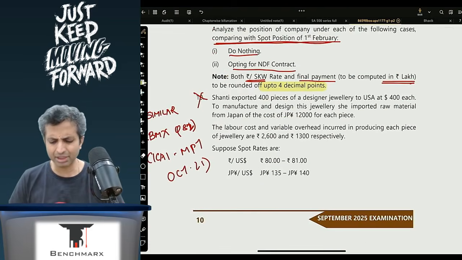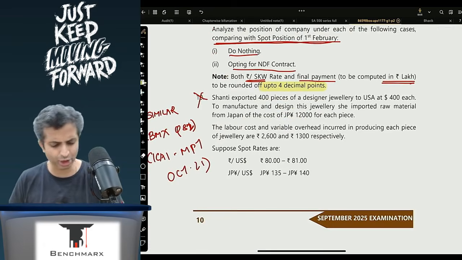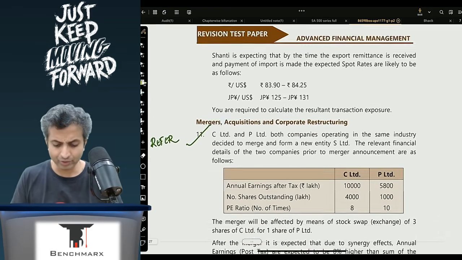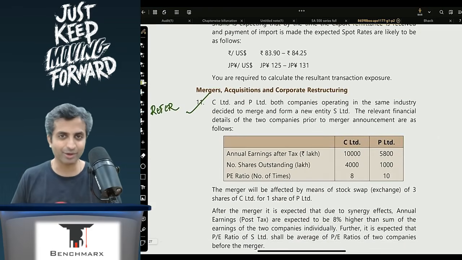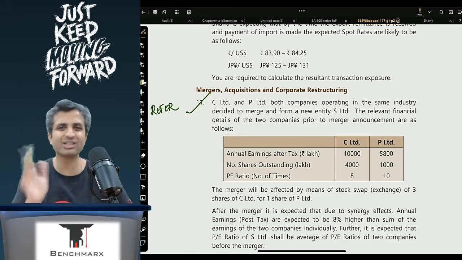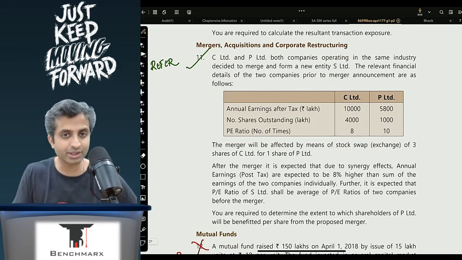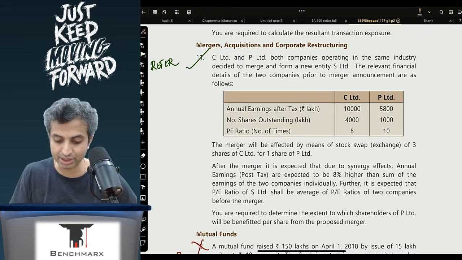Question number 10, I believe, is similar to our question 82 of the Forex section, which is there in the MTP of October 21. Question number 11, to be honest, is not really a different question. It's a very easy question. We'll review it, but it's not exactly the same. There is a small adjustment on PE ratio and synergy, so let's do it. Not more than 5 minutes for this question. There are two methods with which you can solve. Again, both will give you the same answer.